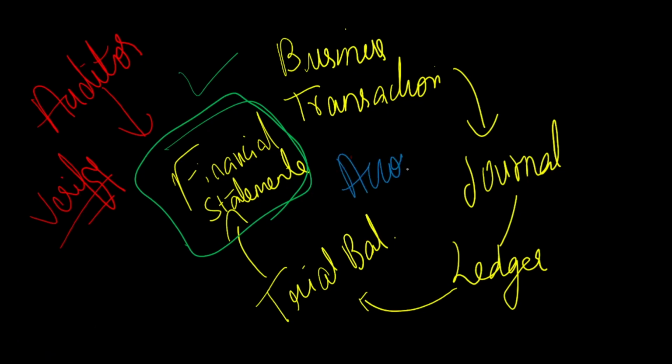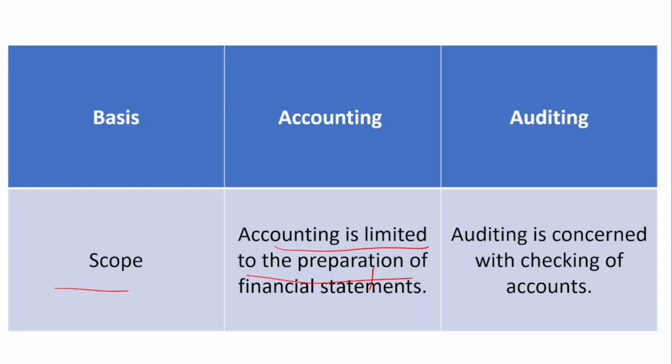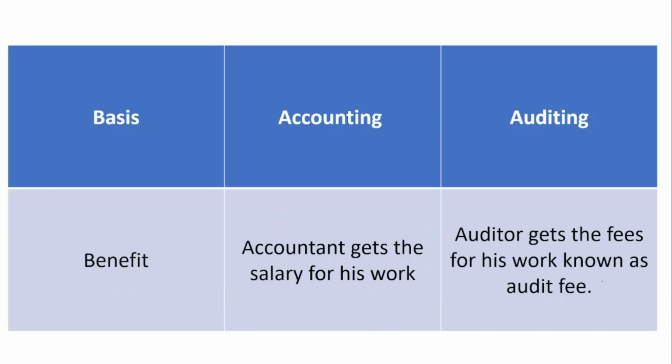So that's why they have told that the job of an accountant is limited to the preparation of financial statements. Till the financial statement is prepared, his job is limited. But once the financial statement is prepared, then the auditor will come into the picture. So accounting is limited to the preparation of financial statements, but auditing is concerned with checking of accounts.